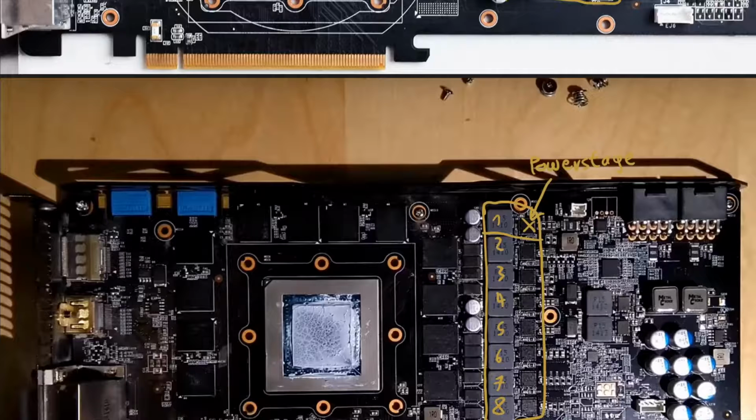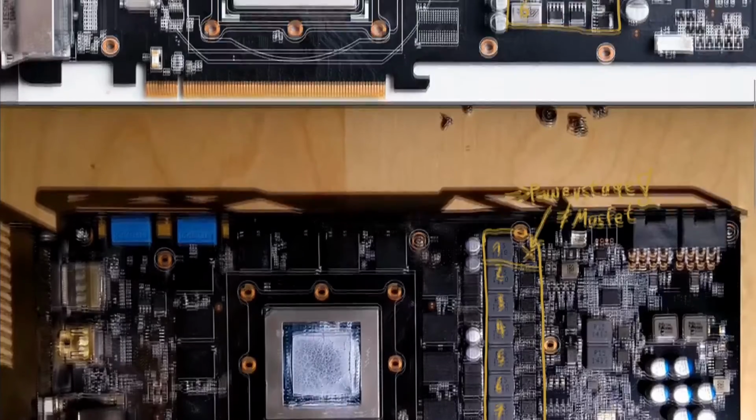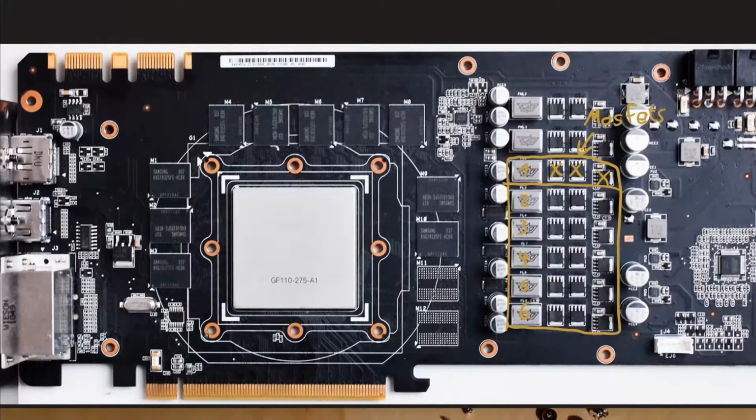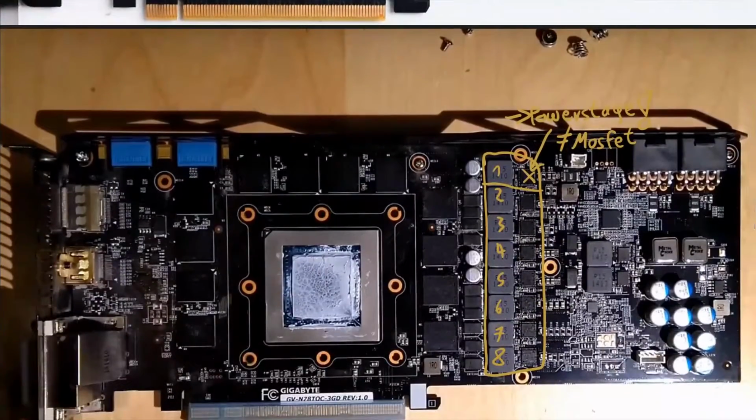And originally I thought it is a MOSFET, which it is not. It includes a MOSFET. It actually includes 2 MOSFETs, but it is not a MOSFET. It is a power stage. Because these things right here, those are MOSFETs. Those are not power stages, those are MOSFETs. And this is a power stage.